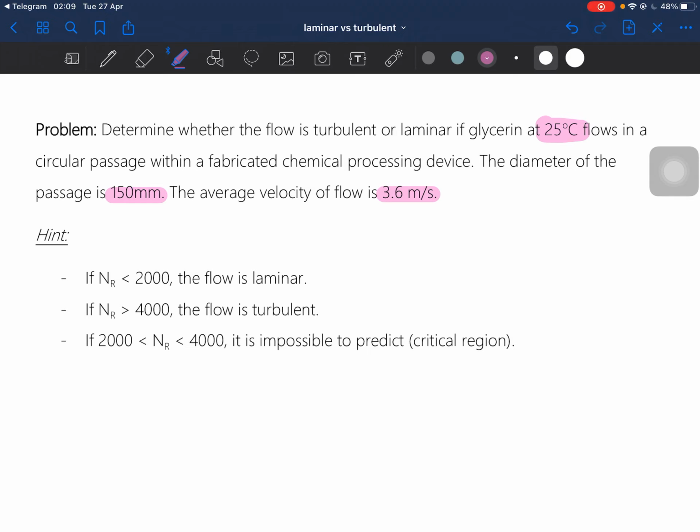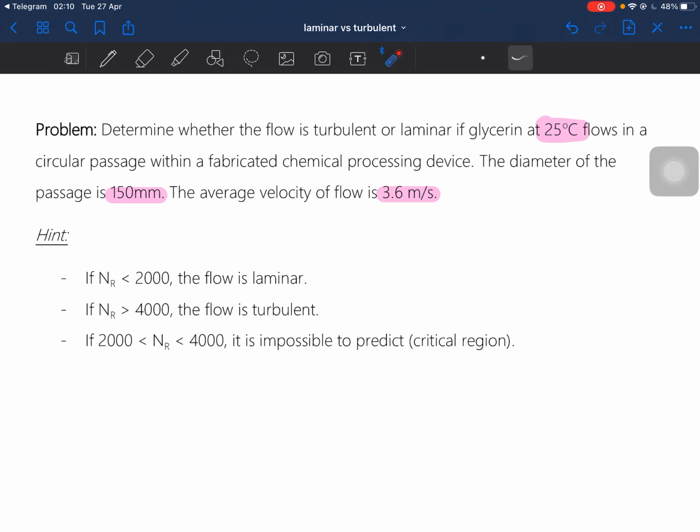Now, there's some hint. Actually, I typed this hint as an extra hint, because in the original exercise there's no hint like this. In the lesson, if NR is the Reynolds number, where N is number, if the Reynolds number is less than 2,000, it means that the flow is laminar. If it's more than 4,000, it's turbulent. But what if it's in between?